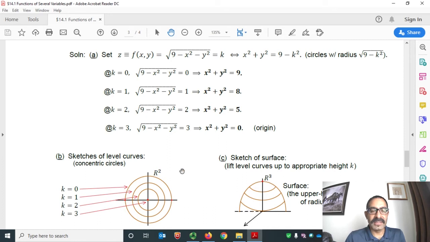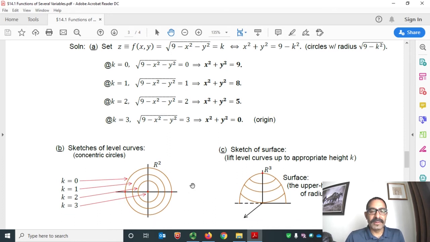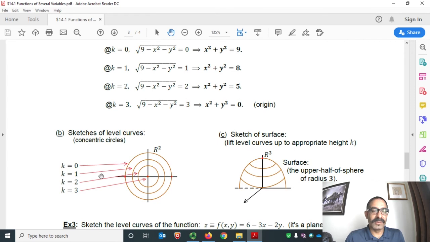So now let's sketch. Here, I hope this is more clear to you all. The first diagram here is the level curves. K equals 0 corresponds to the circle of radius 3, centered at the origin. So here is the center, origin, and 1, 2, 3. This outer circle, k equals 0, corresponds to the outer circle. Similarly, k equals 1 is the middle one, k equals 2 the inner one, and k equals 3 is just the origin.